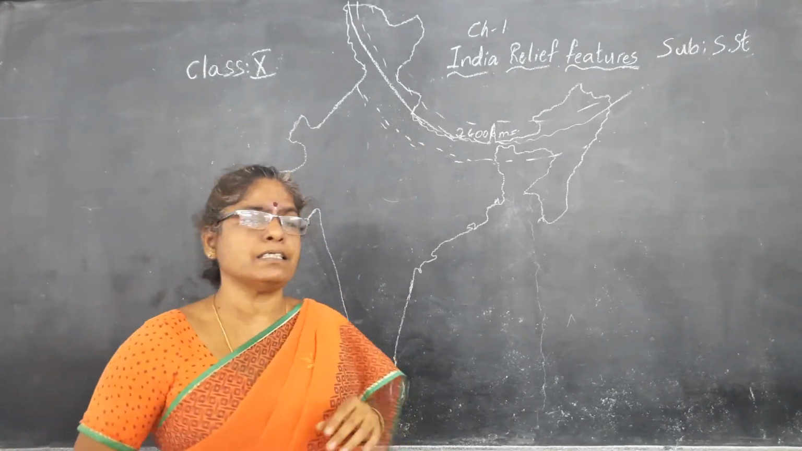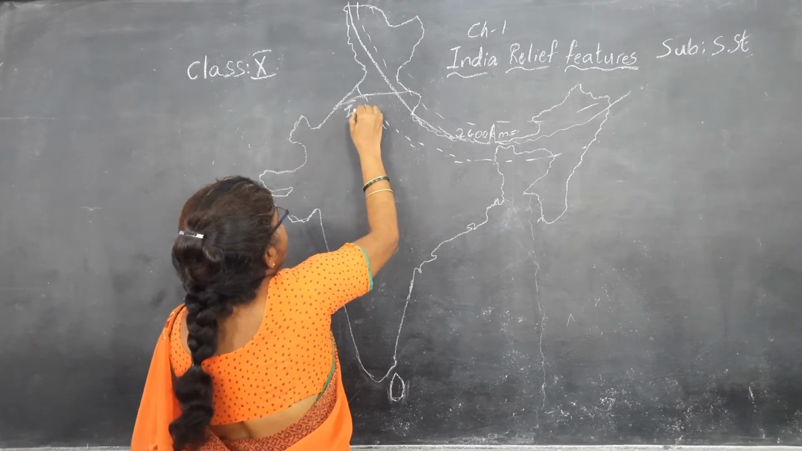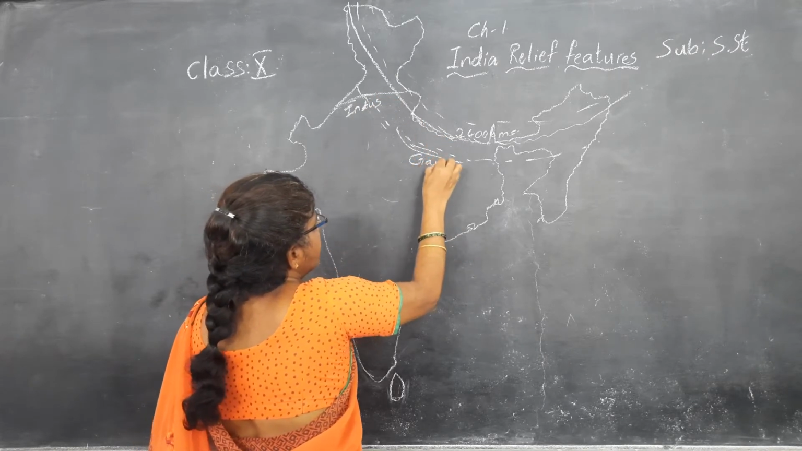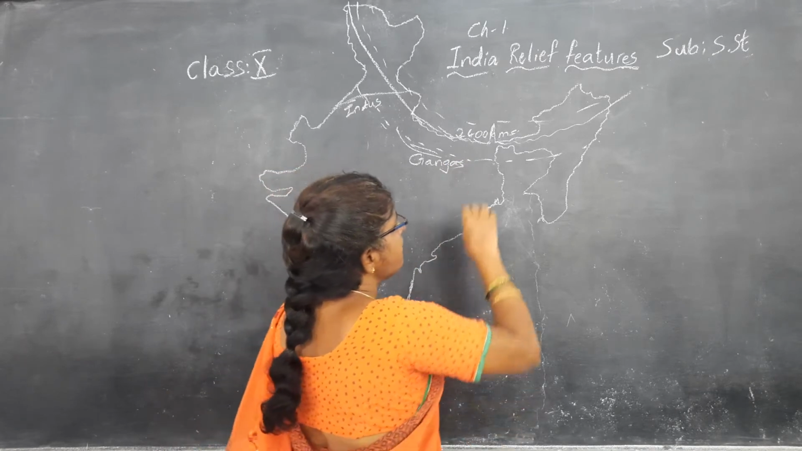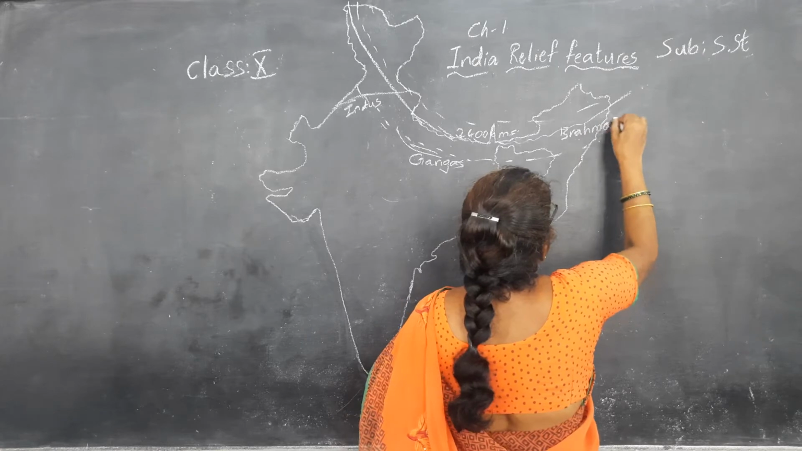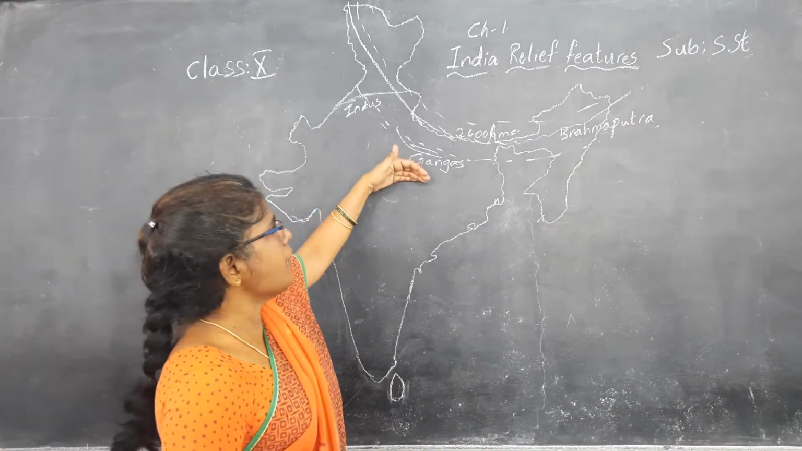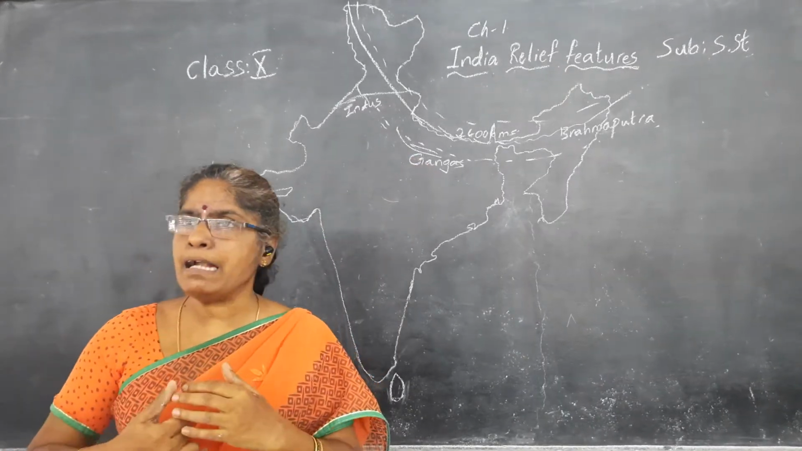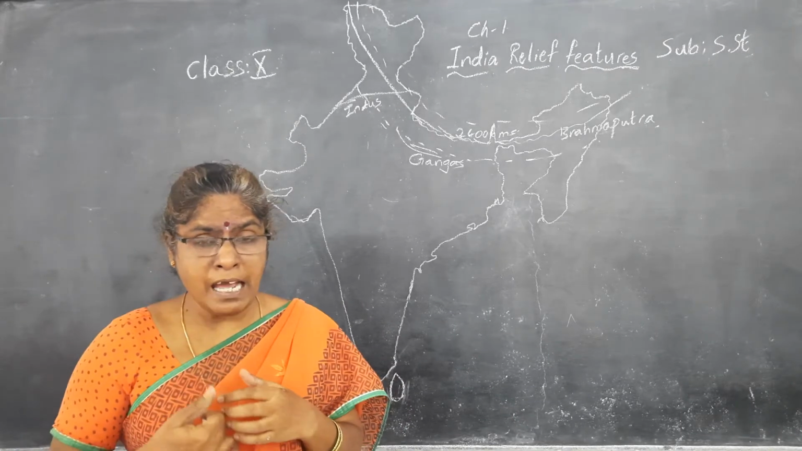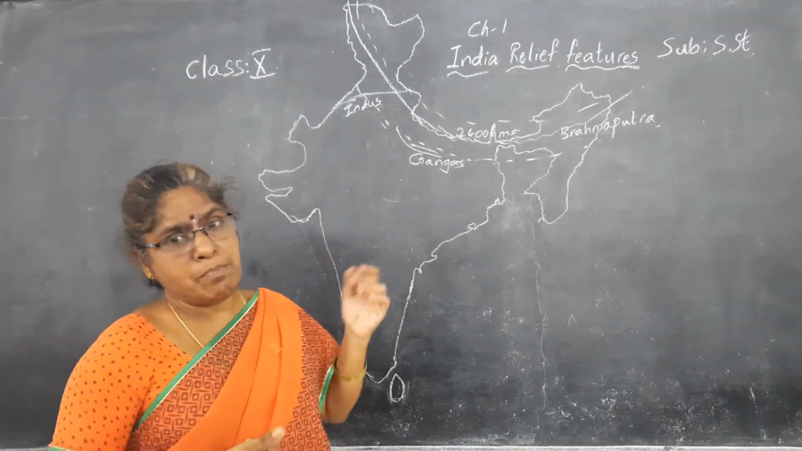It has 3 parts. In the western side we have the Indus part, in the central part we have the Ganges part, and in the east side we have the Brahmaputra part. Because of these rivers, particularly the Ganges river, the central part of our India became fertile land, one of the most fertile lands in the world. And that became the northern plain also.